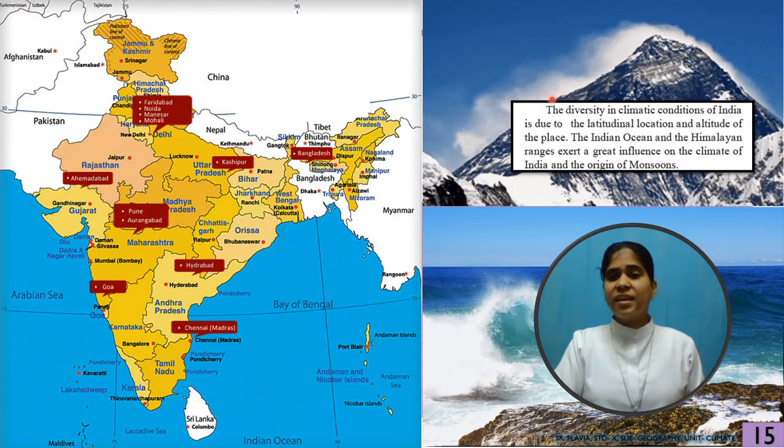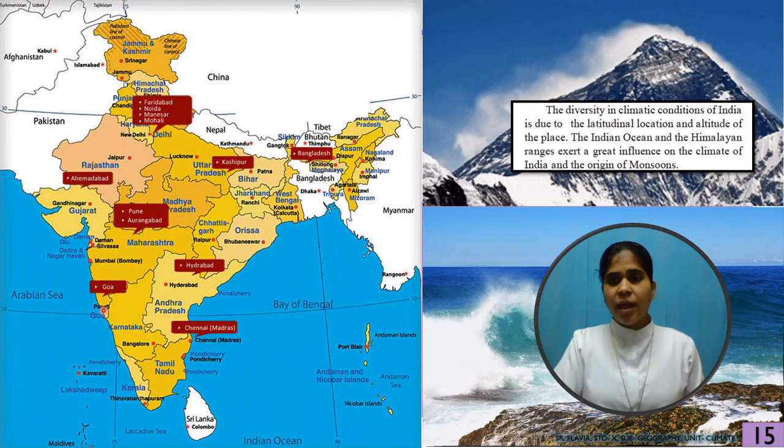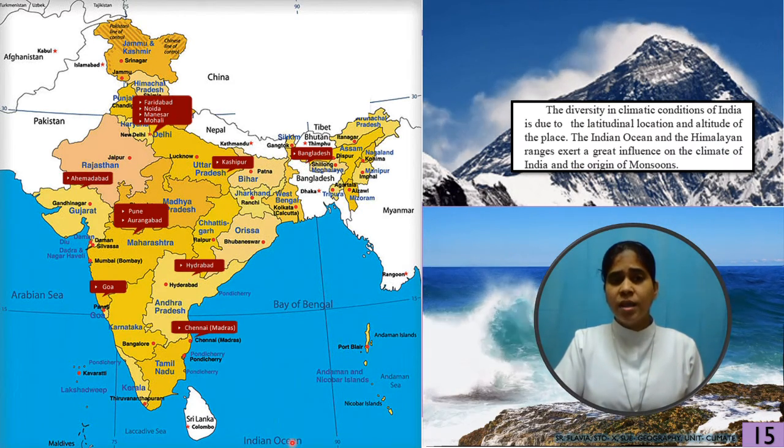The diversity in climatic conditions of India is due to the latitudinal location, that is, the distance in degrees north or south of the equator, and altitude of the place, the height of any place. The Indian Ocean and the Himalayan ranges exert a great influence on the climate of India and the origin of the monsoons in India.